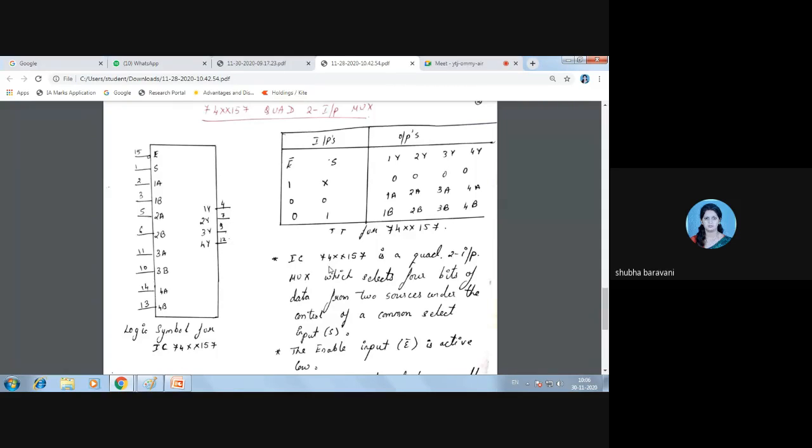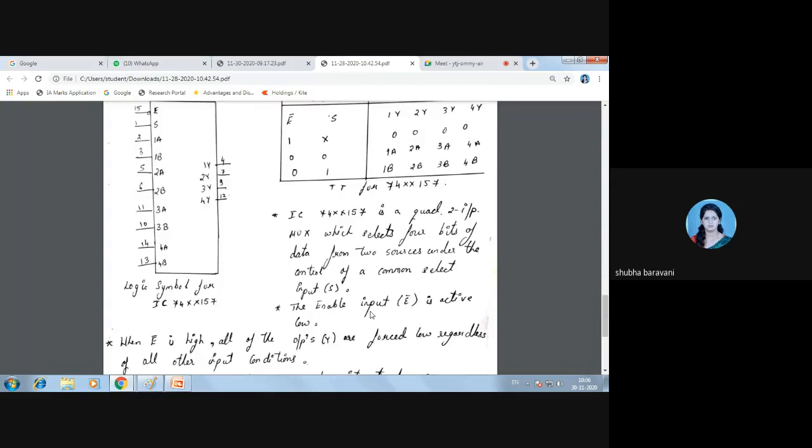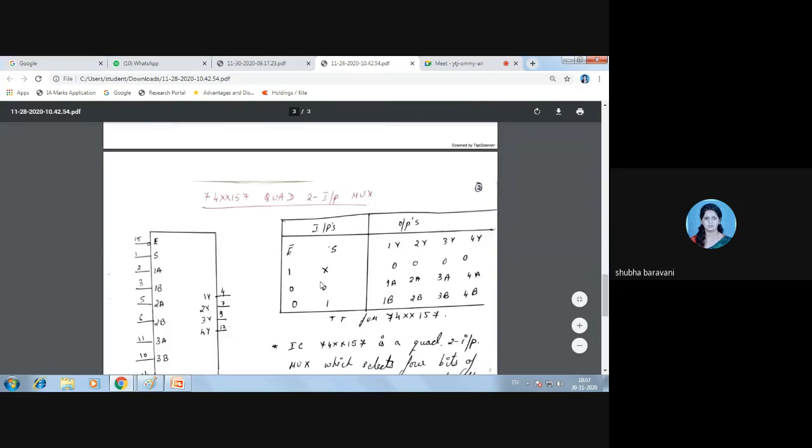So IC 74157 is a quad 2 input mux, which selects 4 bits of data from 2 sources, controlled by the select input S. The enable input E bar is active low. Whenever you see E bar or a bubble, it means it's active low. When E bar is high, your outputs are forced low regardless of all other input conditions.